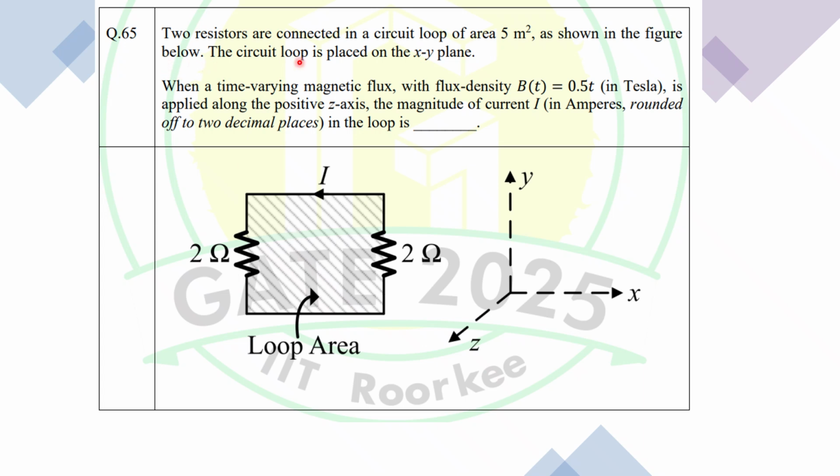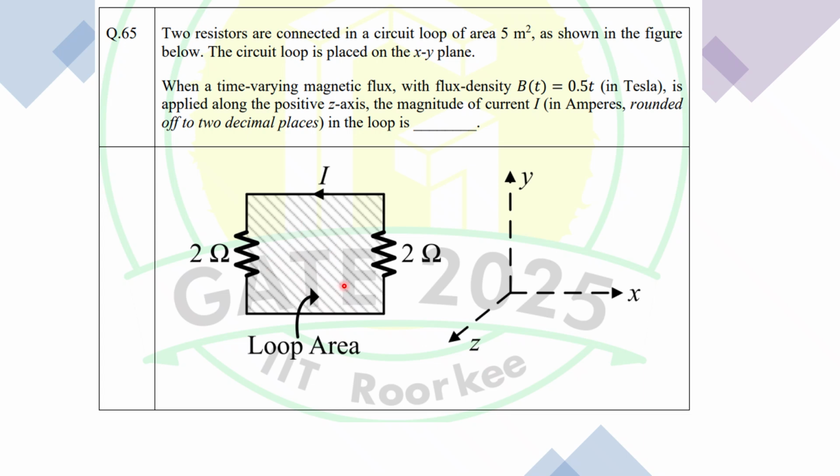Two resistors are connected in a circuit loop of area 5 meter square, as shown in the figure, and it is in the xy plane. A time varying magnetic flux is applied through the z axis, perpendicular to this plane. Now you have to calculate the magnitude of the current in the loop.